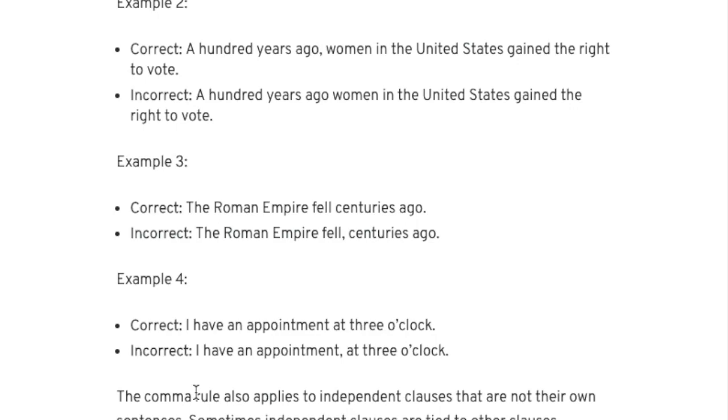Correct: I have an appointment at 3 o'clock. Incorrect: I have an appointment at 3 o'clock, with a comma. Yeah, it doesn't make sense. I have an appointment at 3 o'clock. Yes, that's why you need to read every day, a lot.